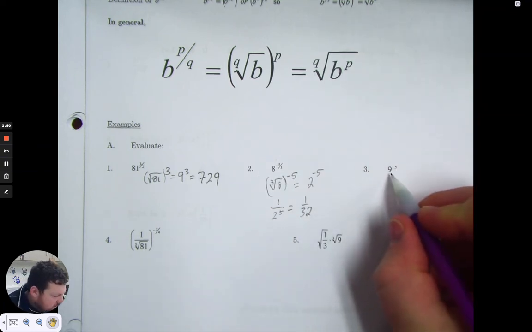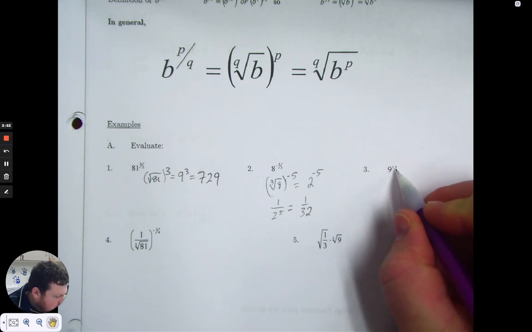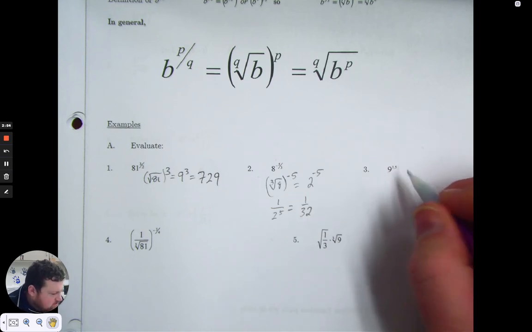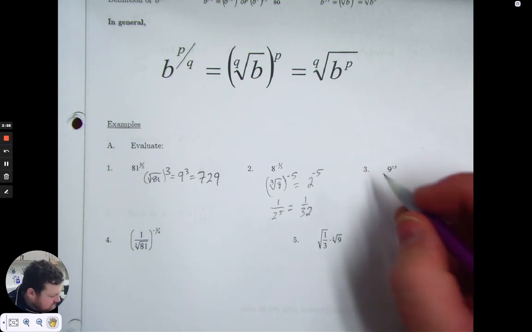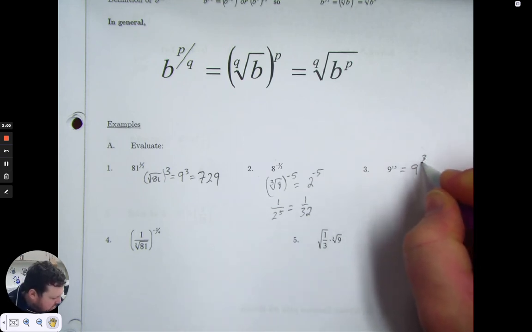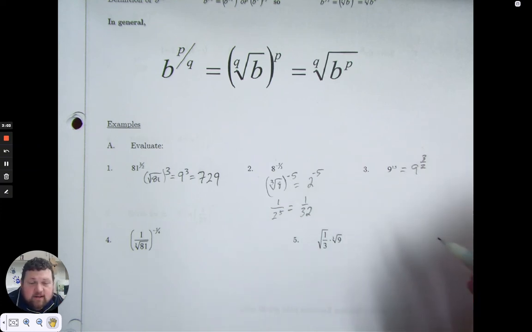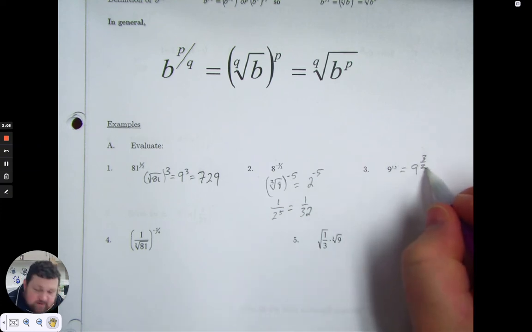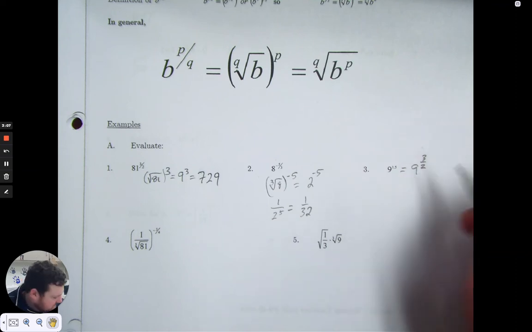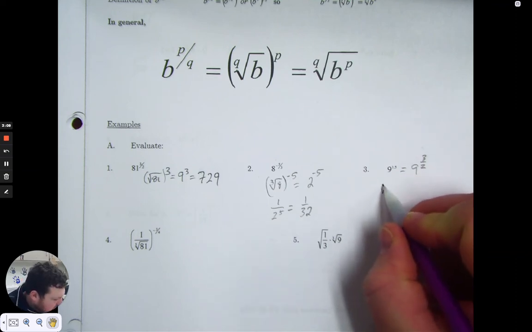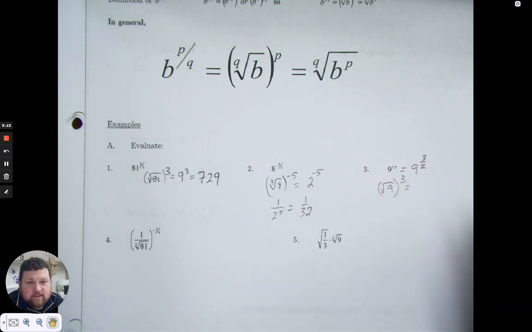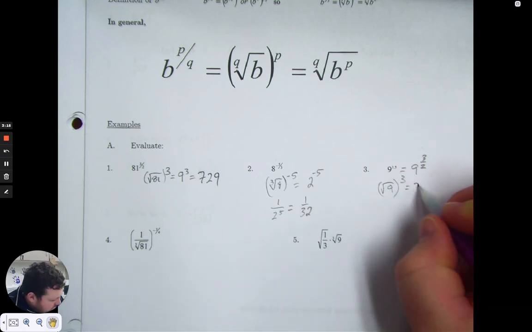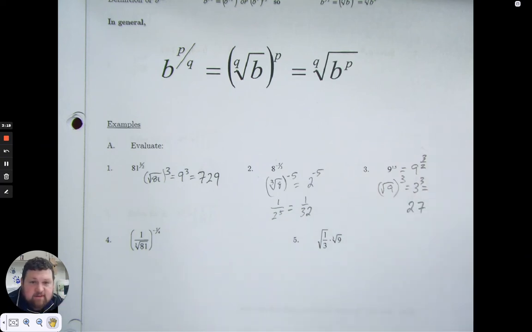Number 3, we have 9 to the 1.5. Remember, 1.5 when we turn that into a fraction is 3/2. So this is really 9 to the 3/2. Again, we have this 2, so we need the square root. This is a perfect square, so that's the easiest thing to do first. We're going to take the square root of 9 and raise it to the 3rd power. The square root of 9 is just 3, so 3 to the 3rd power is just 27.